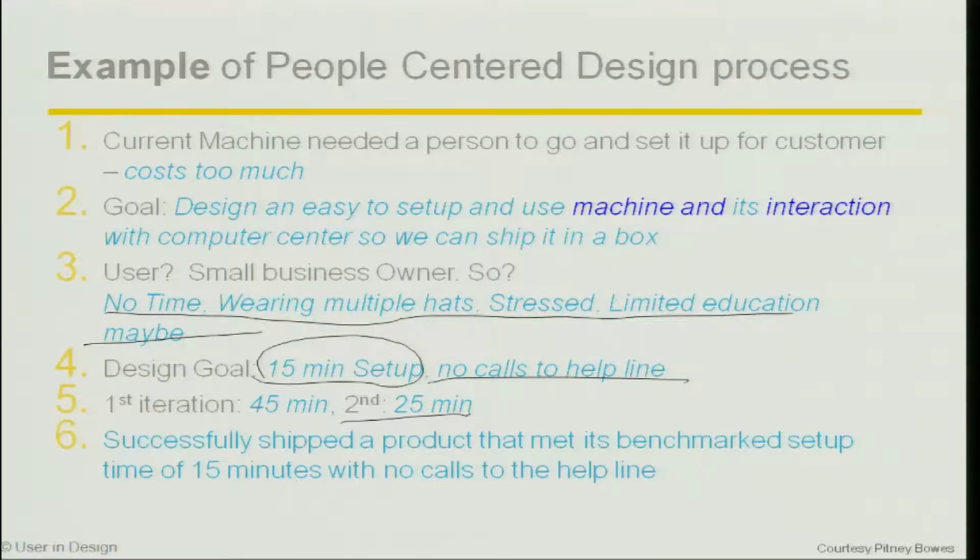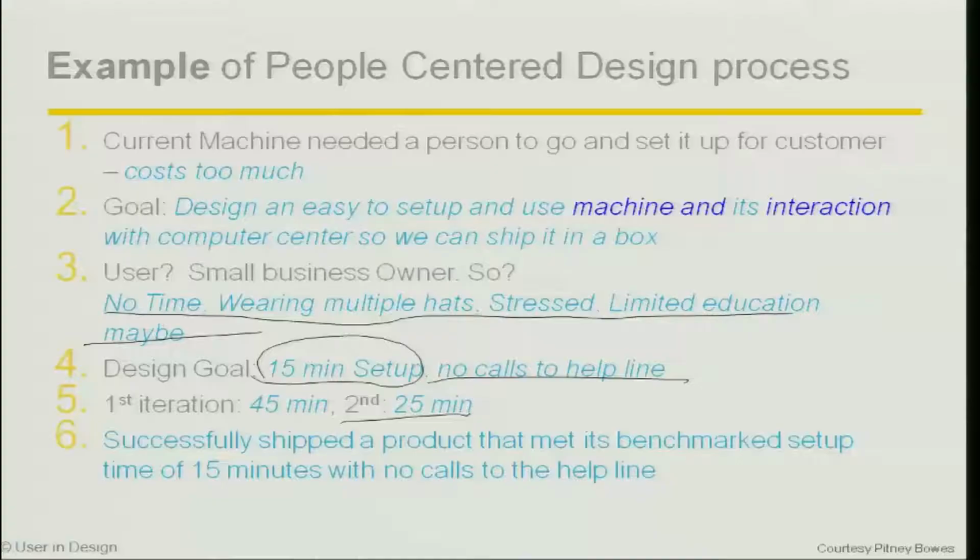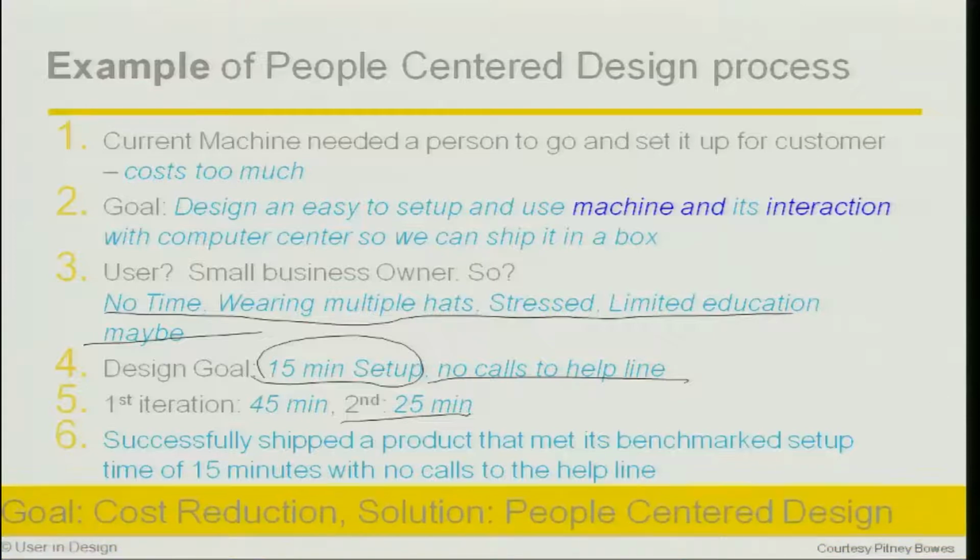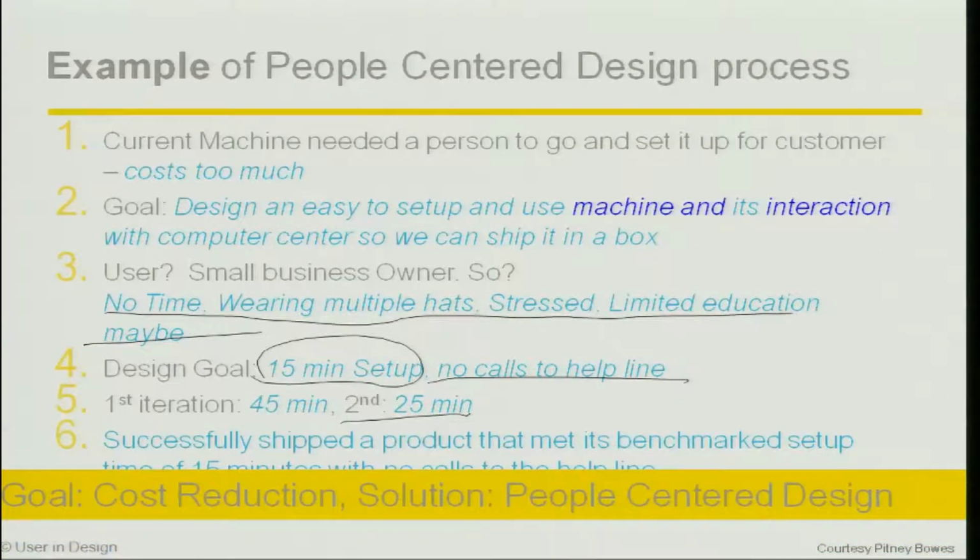So before the product was shipped, we had a great sense of comfort that this is working. It was not shipping it out and saying, oh my God, I wonder if they're going to take 45 minutes to set it up. I wonder if they're going to keep calling the helpline. I wonder if they're going to be able to set it up or not. So this is an example of a people-centered design in action, in process. And it resulted in a very successful product. So while the goal was cost reduction, the solution was a people-centered design.